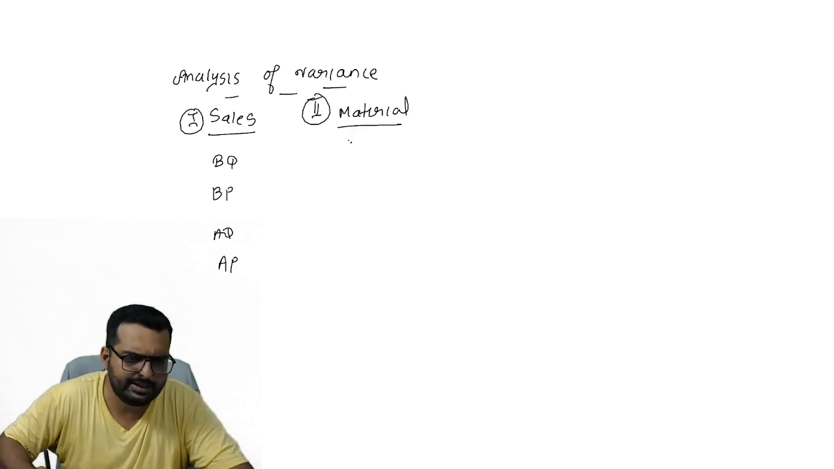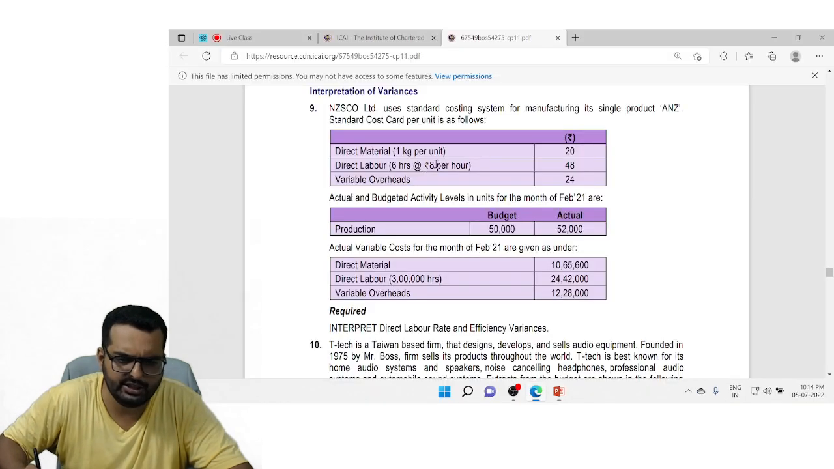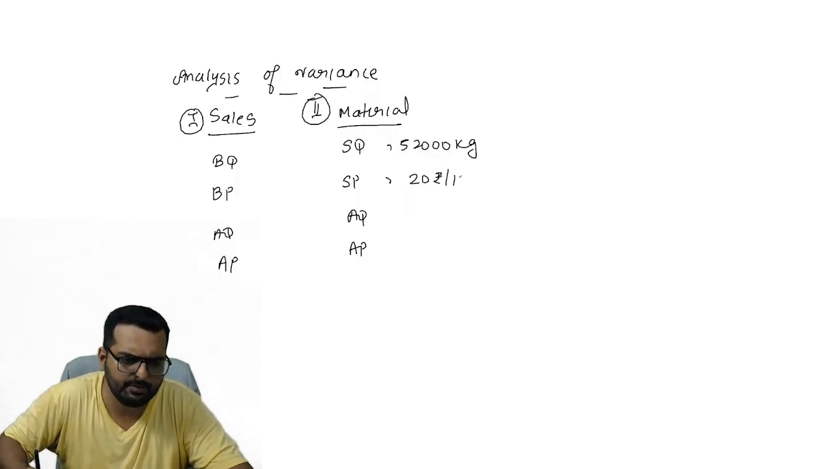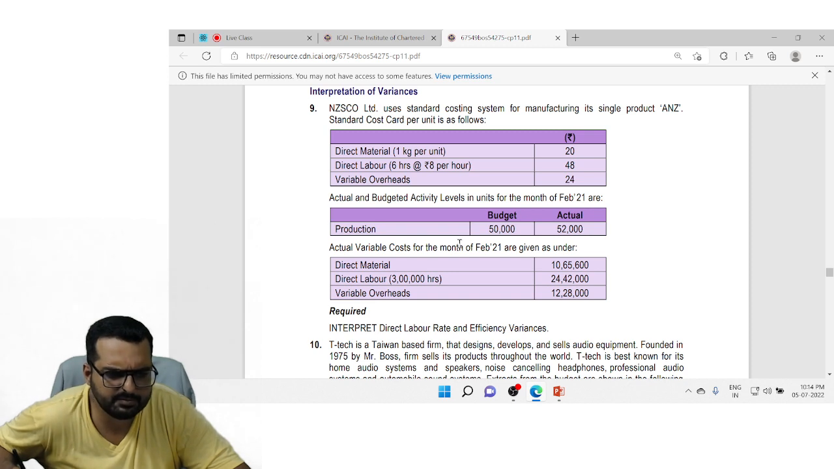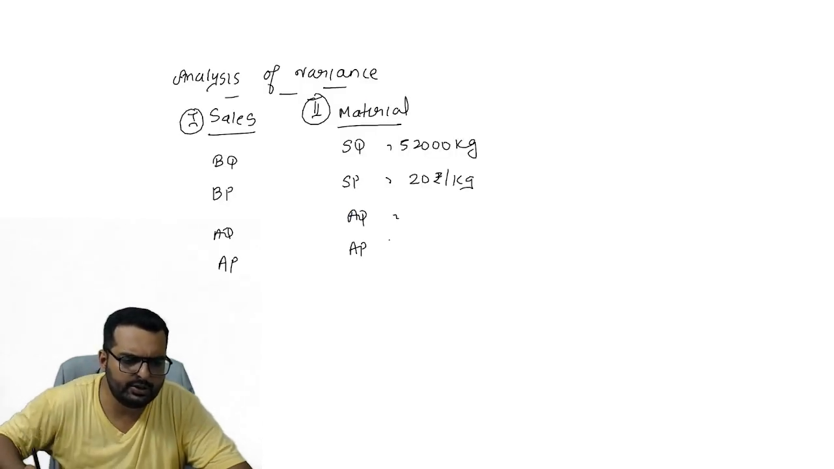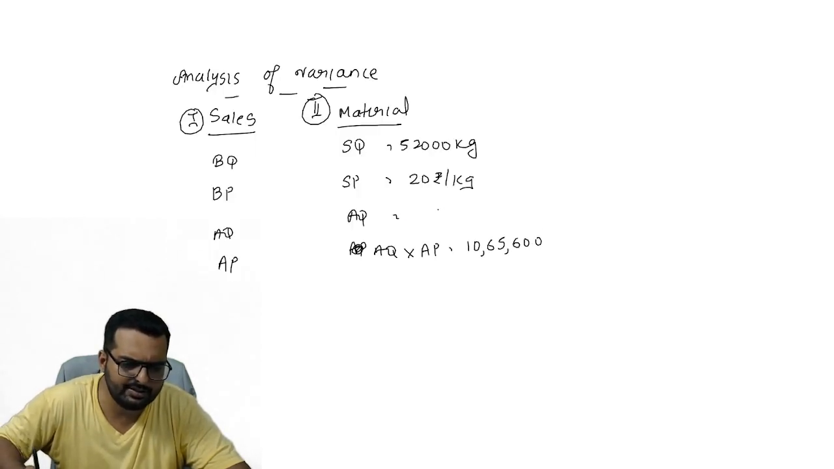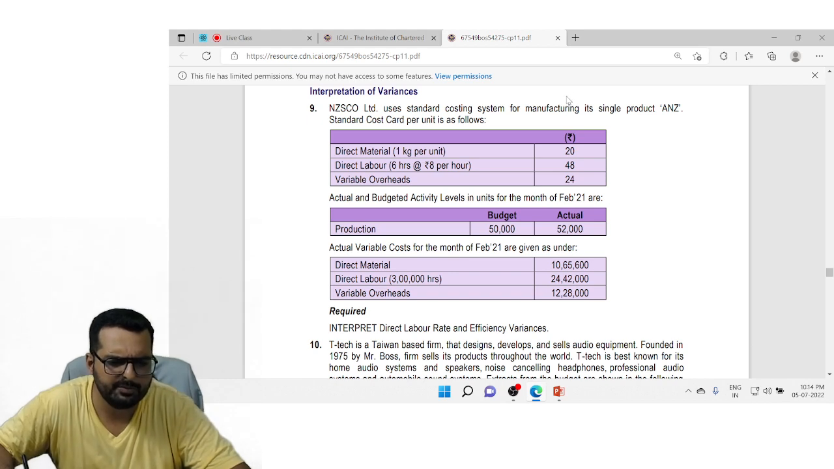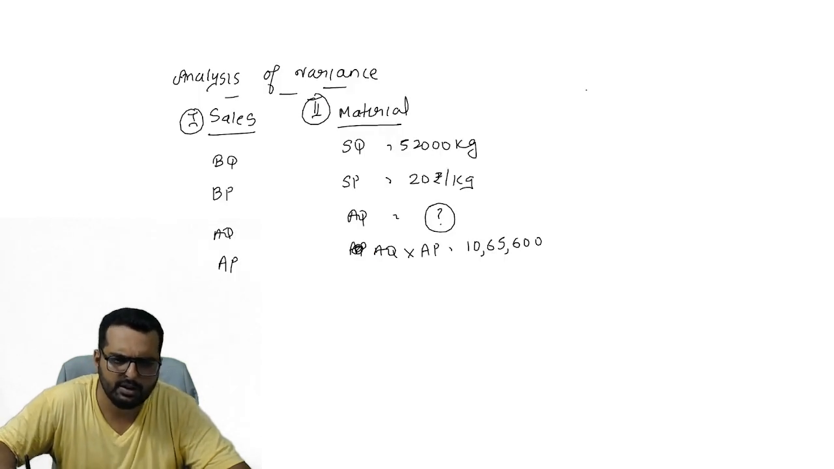What is the second one? Material. That will be SQ, SP, AQ, AP. SQ is based on actual output. So this will turn out to be 52,000 kg and this will turn out to be 20 rupees per kg. AQ is given down. Have they given the AQ somewhere? They have given the AQ into AP. That's turning out to be 10,65,600. So I think this data is not available. So we'll ignore it for time being. They haven't given it. So we don't have any choice but to ignore it. All right. So we'll just ignore that part.